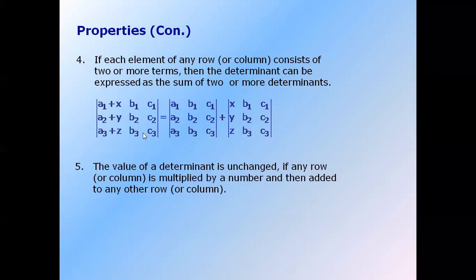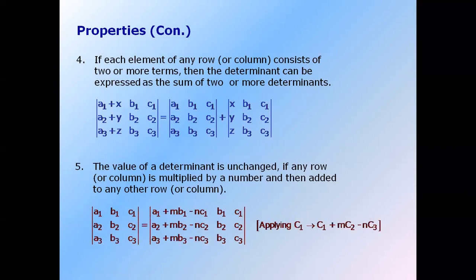Next, the fifth property, the value of a determinant is unchanged if any row or column is multiplied by a number and then added to any other row or column. See here, a1, b1, c1, a2, b2, c2, a3, b3, c3 is equal to what? Multiply by any number. Means m and n से multiply करो. किससे multiply करना है? b1 and c1 को. Okay. Then add these to the first column. Then we get the value is the same.